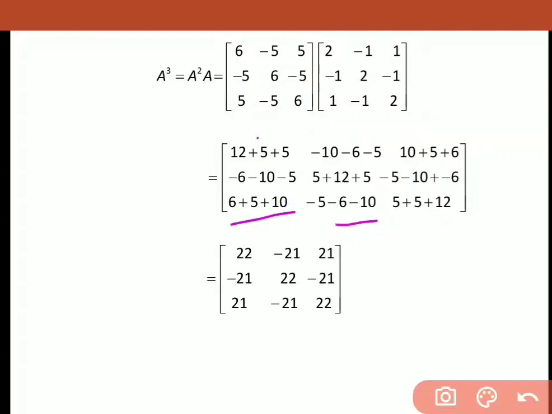Third row into second column, you will get here. Third row into third column, you will get here. After simplification, you will get A cube as 22, minus 21, 21, minus 21, 22, minus 21, 21, minus 21, 22.